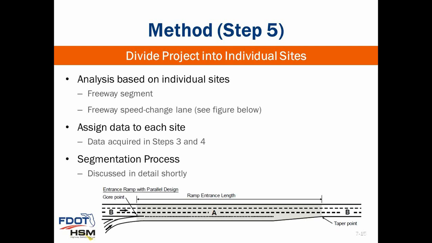The left and right boundaries of the speed change lane are defined by the gore point and the taper point. These 2 points are shown in the figure here at the bottom of the slide. Once the site boundaries are established, the data acquired in steps 3 and 4 are assigned to the appropriate sites, and that assignment completes step 5. The process of dividing the freeway into sites is called segmentation. The segmentation process will be discussed in a few minutes, but first I want to finish the discussion of steps 6 and 7.